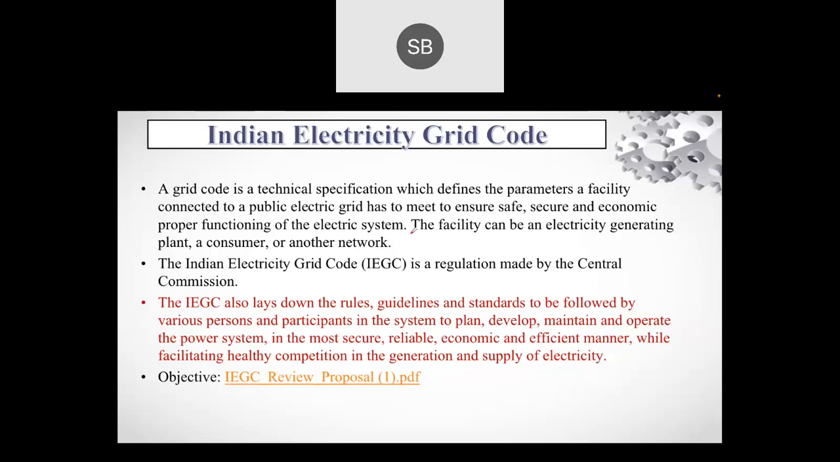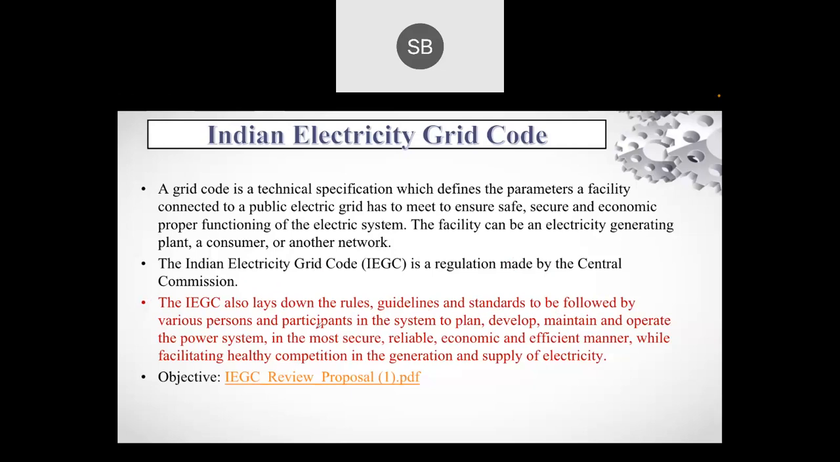Now, whenever we connect, manufacture, or construct that particular electric grid, we cannot use any type of component or any type of device in this grid. We have to follow some procedures, we have to follow some standards, and all those standards have been mentioned in the Indian electricity grid code. Now the grid code is made and regulated by the Central Commission.